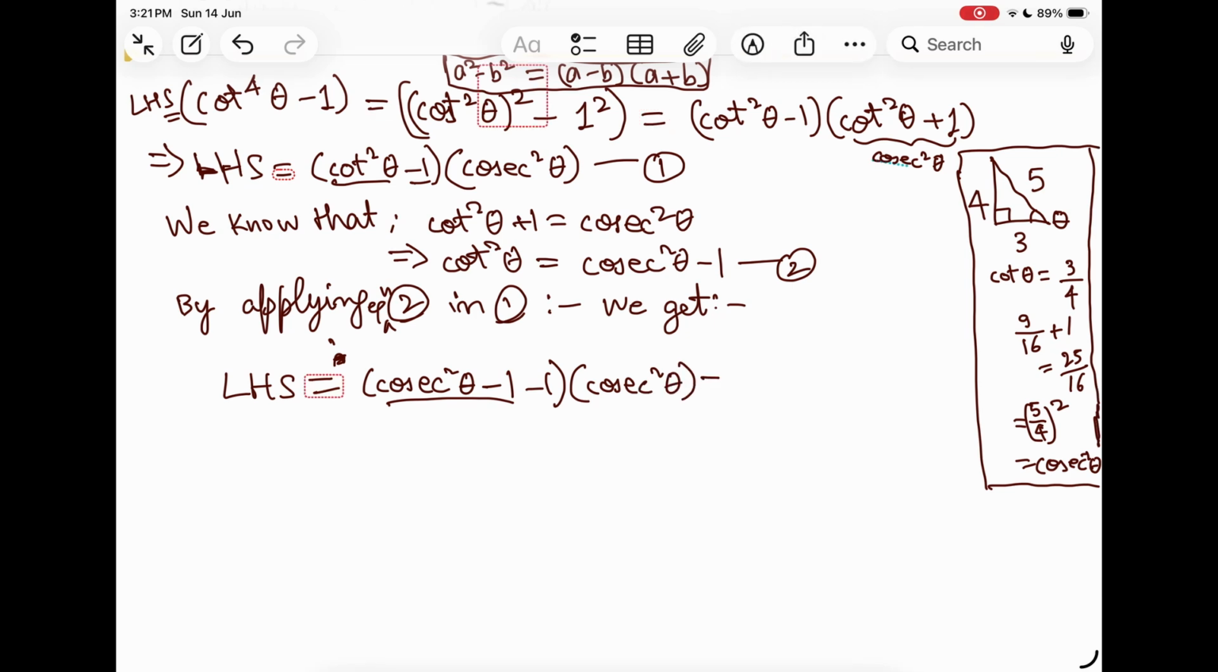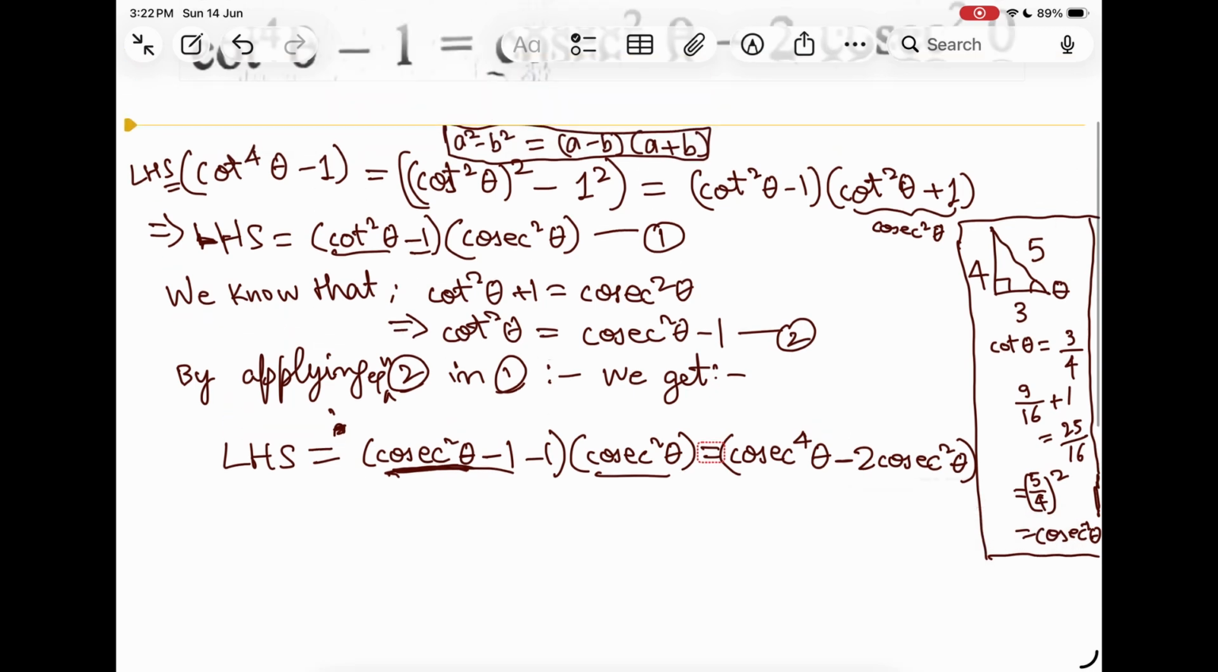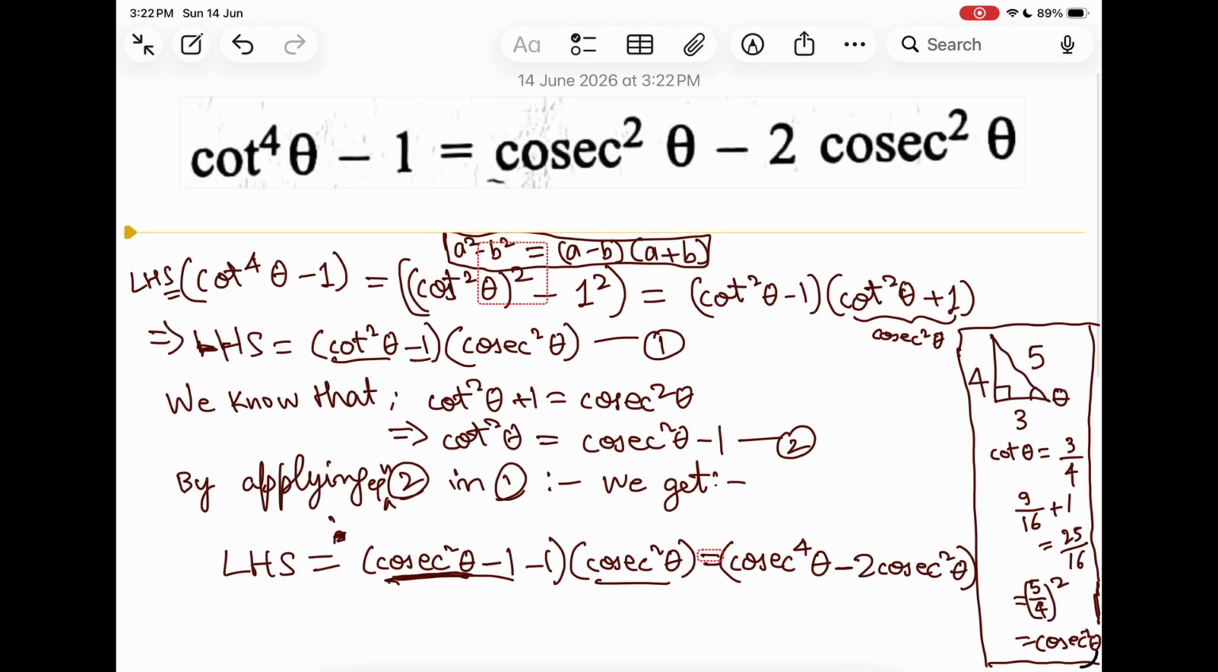And now I hope that you don't have any doubts. And then we multiply this cosec square theta with the cosec square theta on the other side. We get cosec to the power 4 theta. And then similarly, here on the other side, we have minus 1 and minus 1, that is minus 2, right? Multiplying it, we get minus 2 cosec square theta. But if you look closely, in the given question, we have cosec square theta minus 2 cosec square theta.